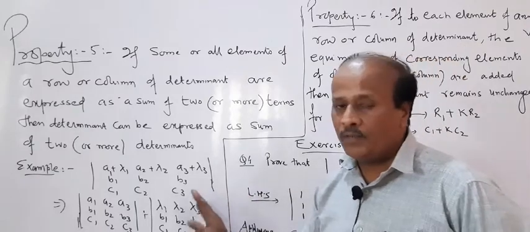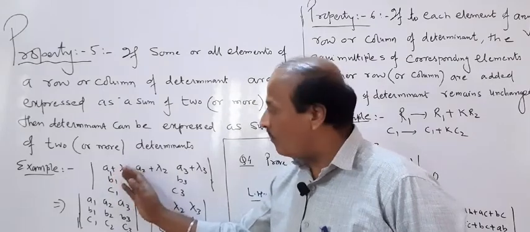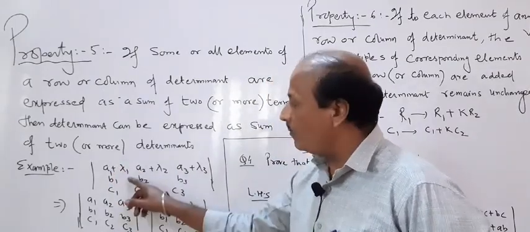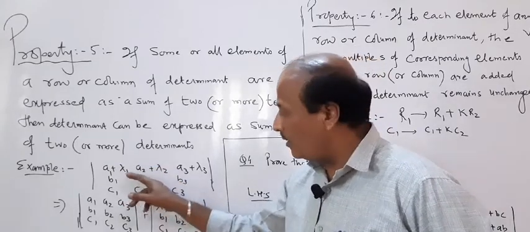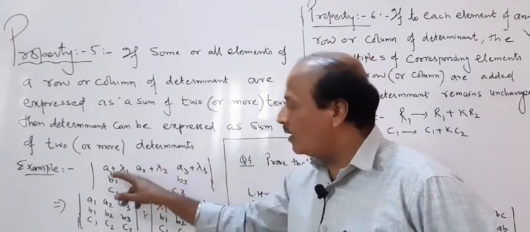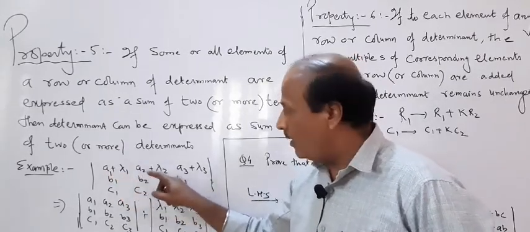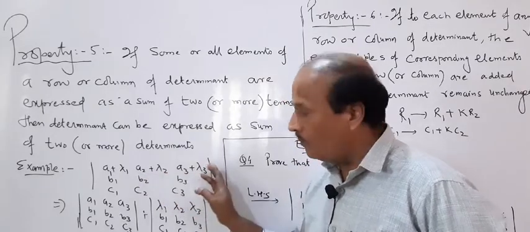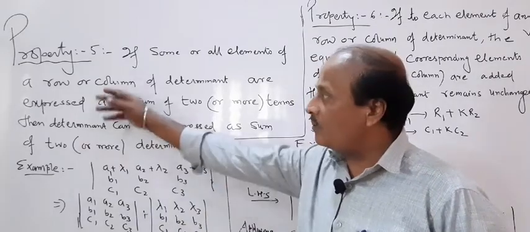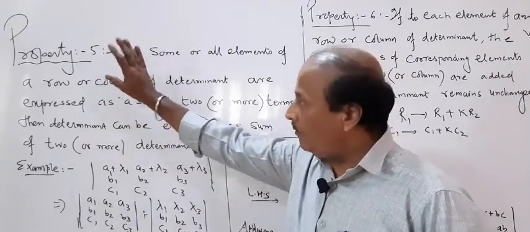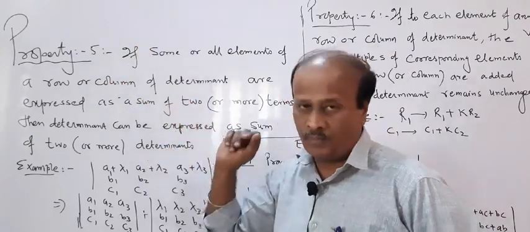So this property will be very useful to you when any determinant is expressed in the form of a sum of terms. Not only two, in some determinants we are going to get three terms as the first row. How? a1 plus lambda 1 plus lambda 2, a2 plus lambda 2, and then one more term. Then you can express it as a three-determinant sum also. So this property is very important. If you can remember that statement, then remember it, but how to use that statement is important.